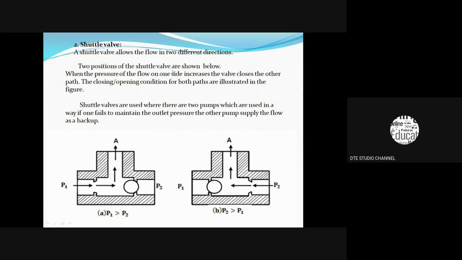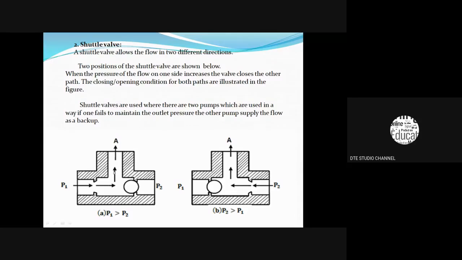Two positions of the shuttle valve are shown below. When the pressure of the flow on one side increases, the valve closes the other path. The closing or opening condition for both the paths are illustrated in the figure. Shuttle valves are used where there are two pumps, used in a way that if one fails to maintain the outlet pressure, the other pump supplies the flow as a backup.